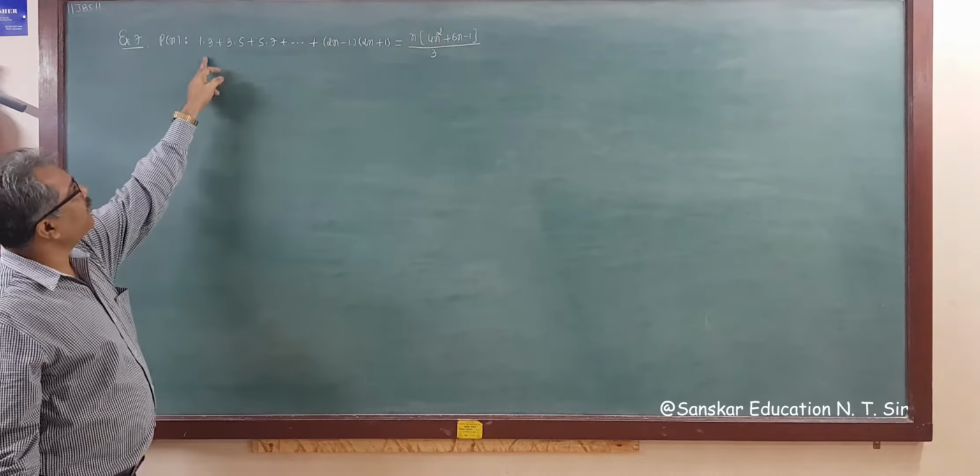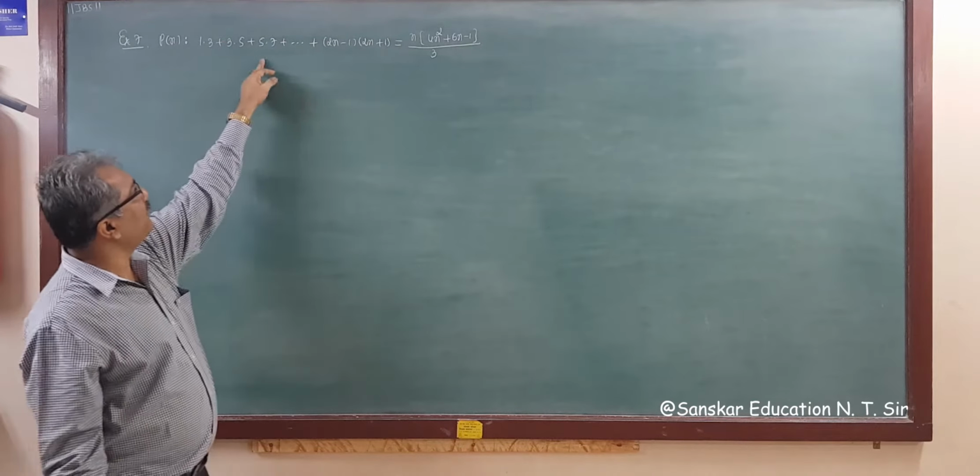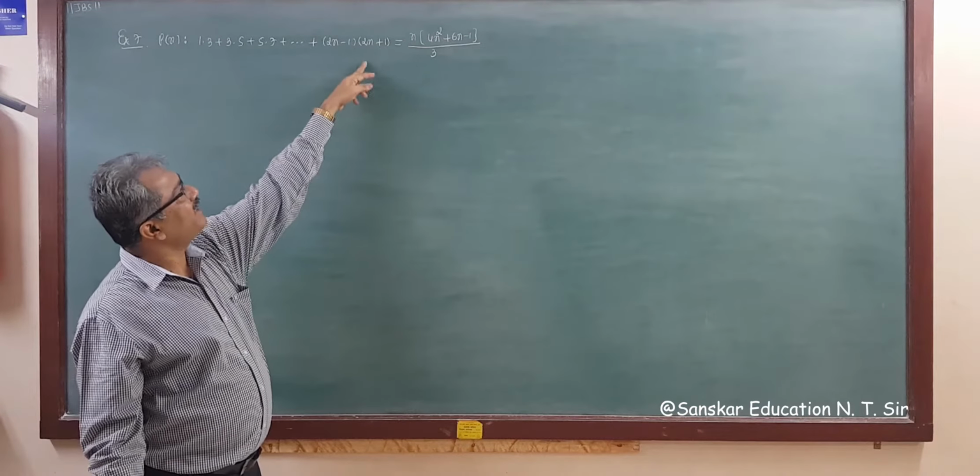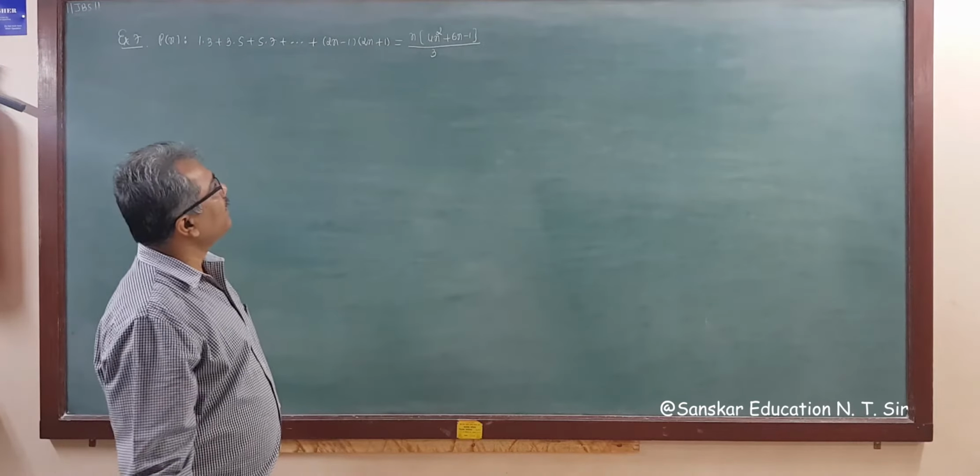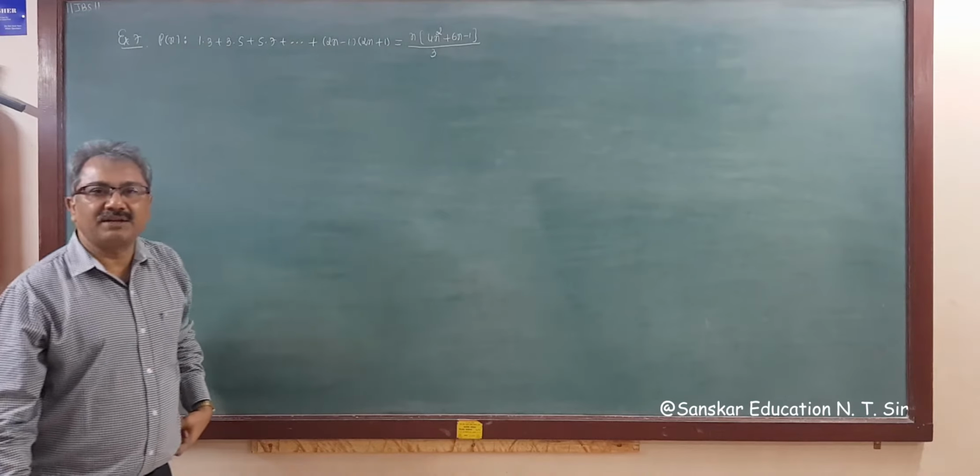Pn: 1 into 3 plus 3 into 5 plus 5 into 7 up to (2n minus 1)(2n plus 1) is equal to n(4n square plus 6n minus 1) by 3.